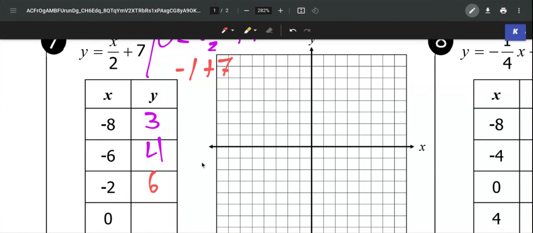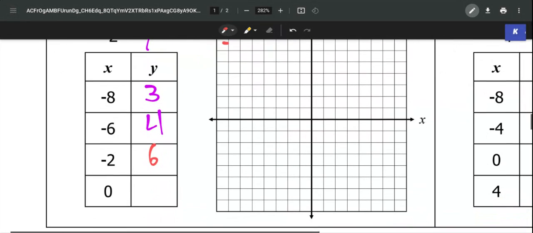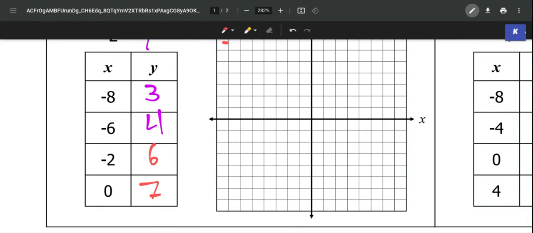And then the last one is 0. 0 plugged in for x would look like this. It'd be 0 divided by 2. Anytime you divide 0 by anything, it's always just going to be 0. So it would actually just give us 7 left. So 0, 7 would be the last ordered pair.